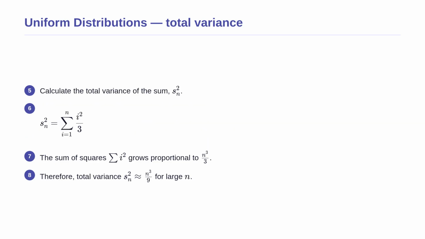Continuing with our example, we now need the total variance of the sum, s squared sub n. We simply add up all the individual variances we just found, from 1 to n. Using the standard mathematical formula for the sum of squares, we know that the sum of i squared grows at a rate proportional to n cubed divided by 3. When we divide that by the 3 from our individual variance formula, we find that the total variance grows approximately as n cubed divided by 9 for very large sample sizes.